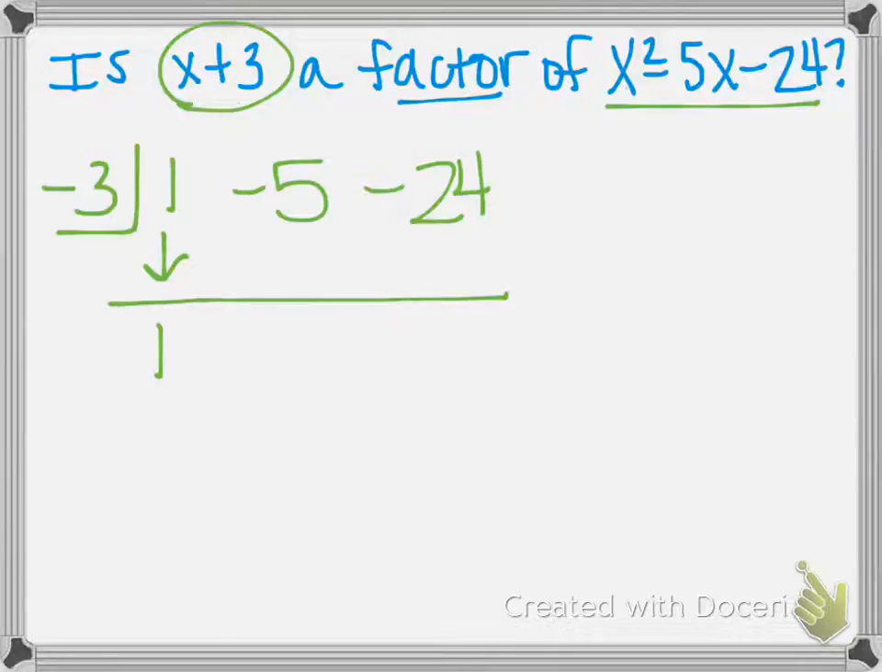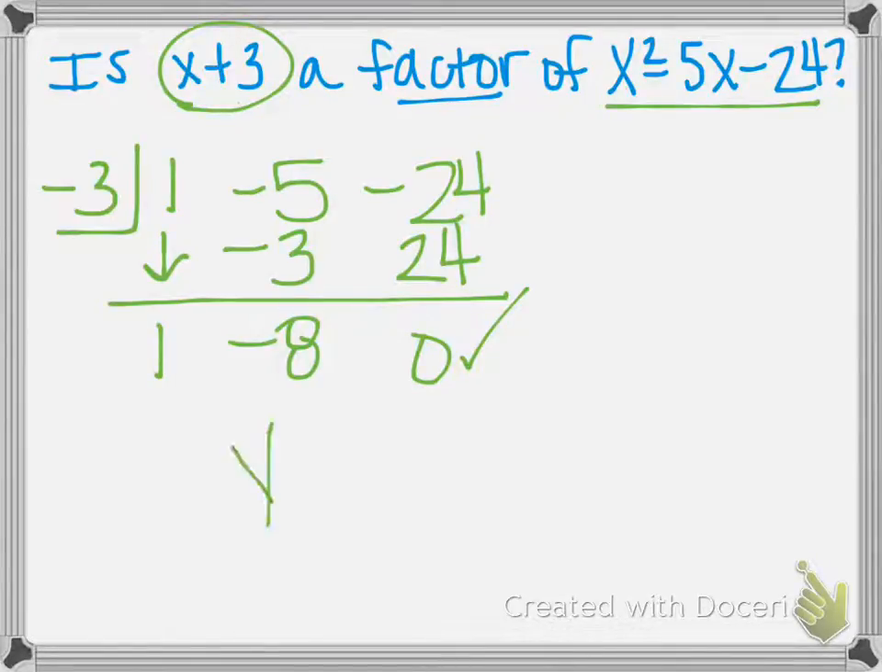1 times negative 3 gives me negative 3. Now I add straight down. That would give me negative 8. Negative 8 times negative 3 is positive 24. And oh wow, I do get a 0. That number right there is my remainder. That's a good sign. That means yes, x plus 3 is a factor of x squared minus 5x minus 24. So that's your answer, and your justification is right there in the mathematical work that you did.